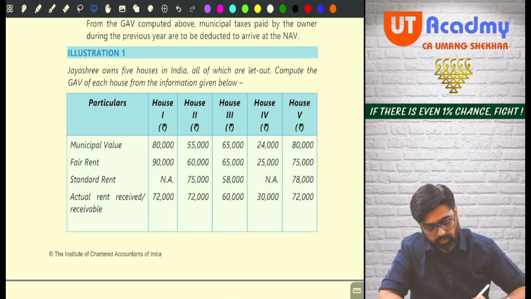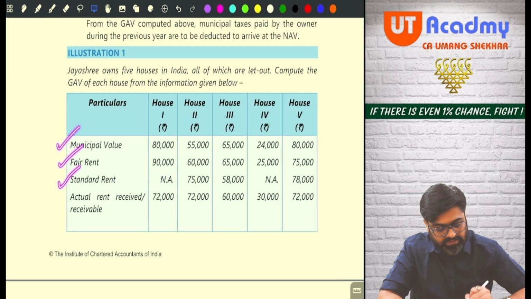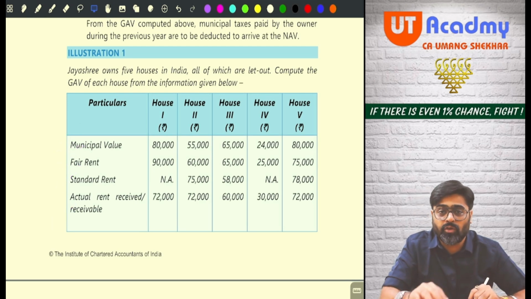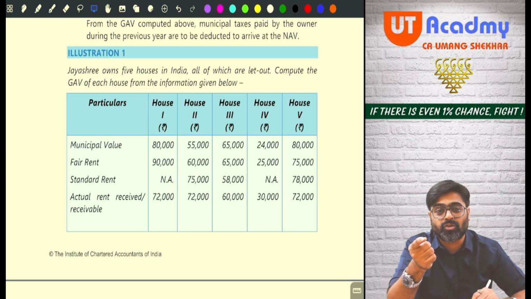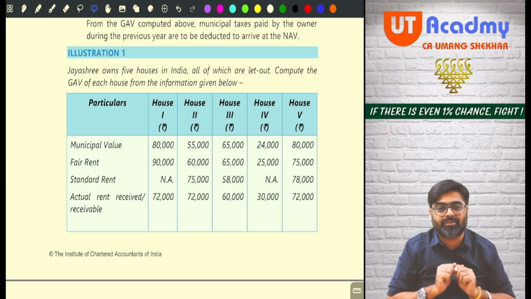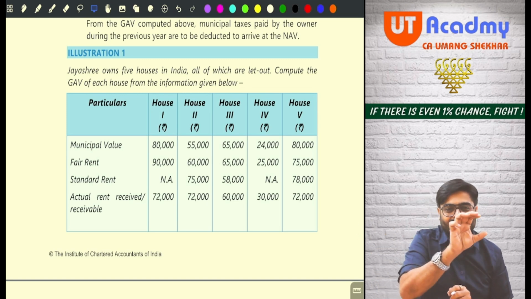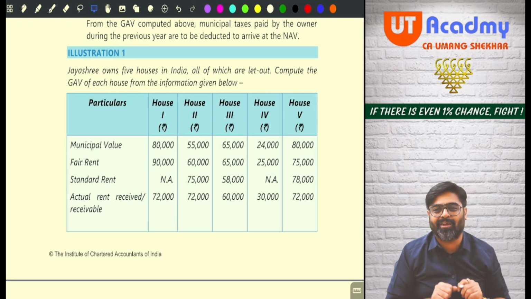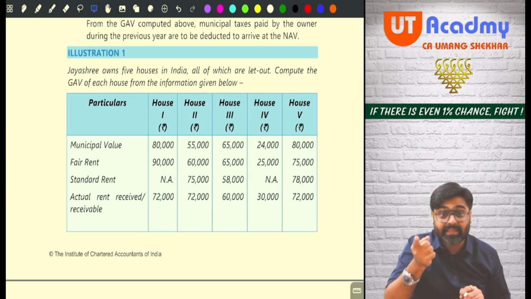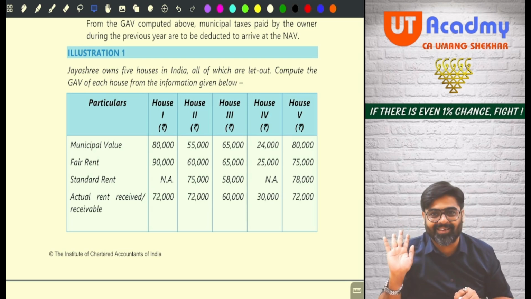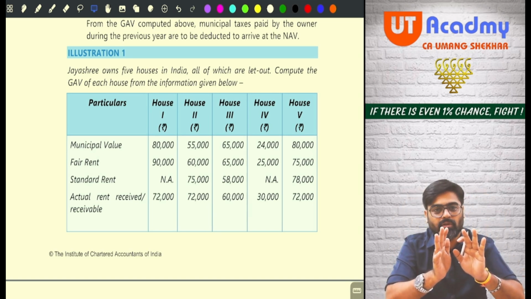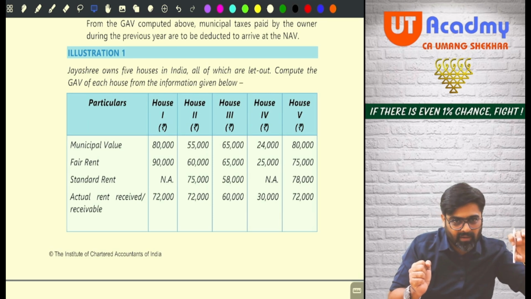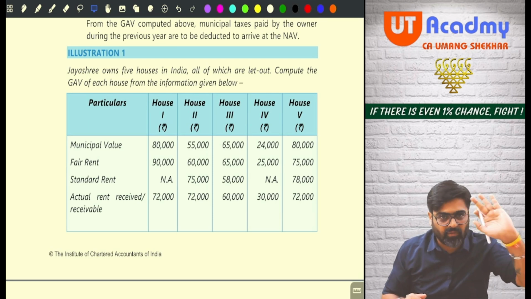So for each house, municipal value is given, fair rent is given, standard rent is given, and even the actual rent received or receivable is given. You are so lucky that they are not saying that this is actual rent for 10 months and there is 2 months of vacancy, or actual rent for 9 months and there is 3 months of vacancy. Even that particular information can be here. But right now we are supposed to assume that the property was owned for the full year. So these figures are given for the full year.